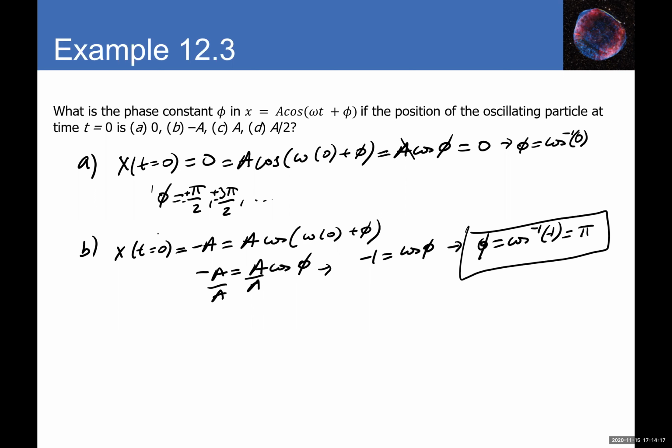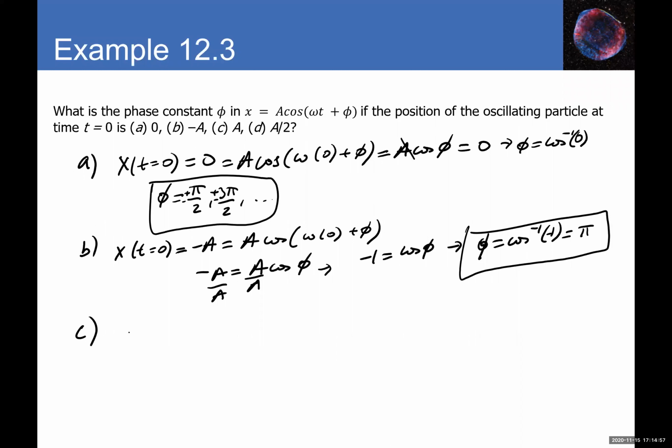That means this is what I get. If you compress the spring and let go, and start the timer at that instant, then your phase constant is pi. Or if you stretch it to x equals plus A and let go, but only start the timer when it reaches negative A, again the phase constant is pi. Phase constant in a way tells you your initial position, when you start your timer.